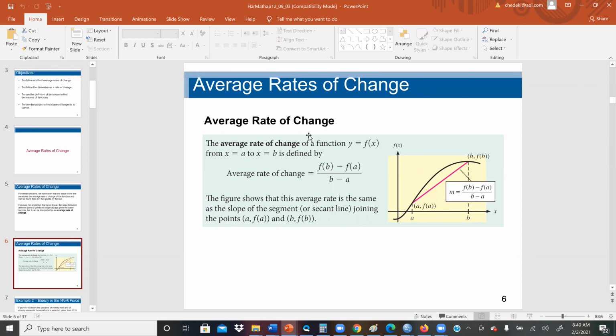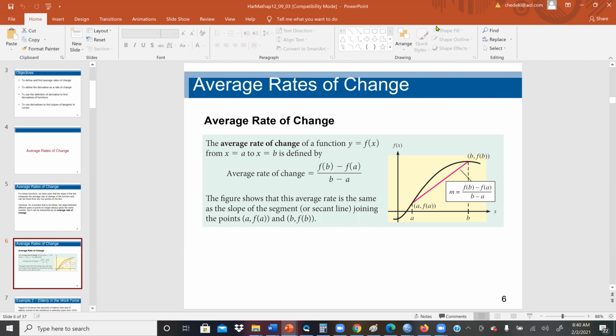We may have a function and we want to know the rate of change of the function from interval A to B. So we plug the value of B into the function to find f at B, the value of A into the function to find f at A. Then the denominator will be B minus A. Or the same thing as finding a slope, we can say f at A minus f at B, then the denominator will be A minus B. And the diagram here again explains.